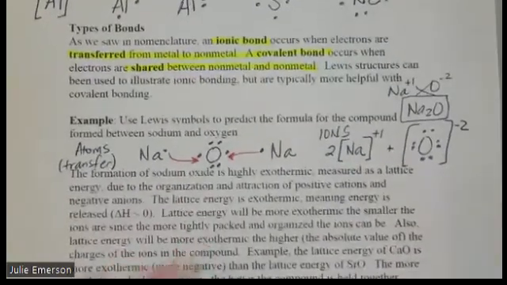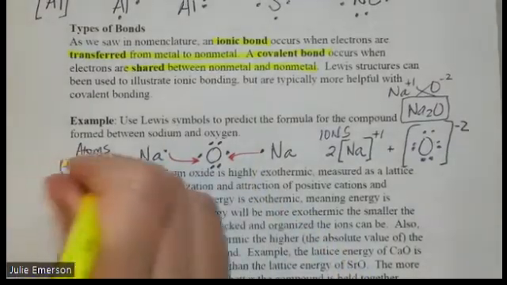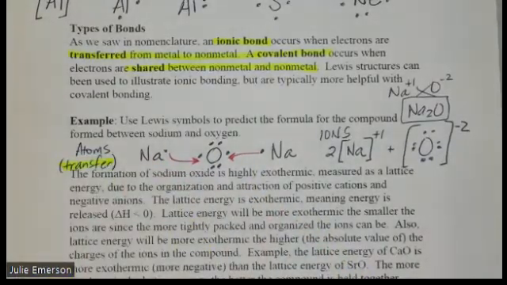We can show the transfer of electrons. That's the key here. Because it's an ionic bond, we're going to show the transfer. That's going to change when we look at covalent bonds. And instead of transfer, we're going to look at overlap.